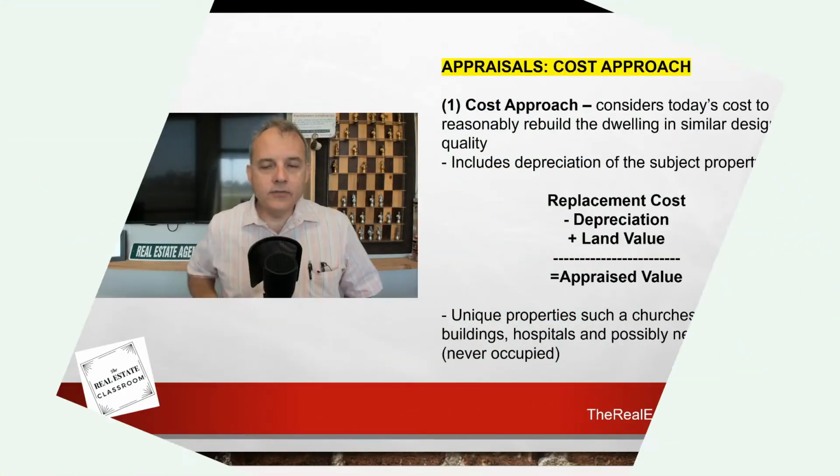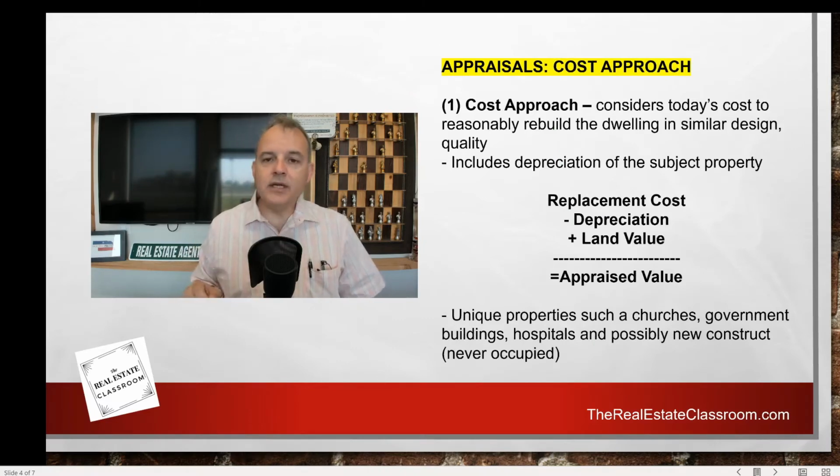Now, you've seen this slide before in a previous video. The cost approach is used for those unique type properties, those properties where there are no comparables and there are no income streams to use to derive a value. And these are properties such as churches or municipal buildings or hospitals or even new construction if it's never been occupied, because if it's never been occupied, then it's not subject to depreciation.